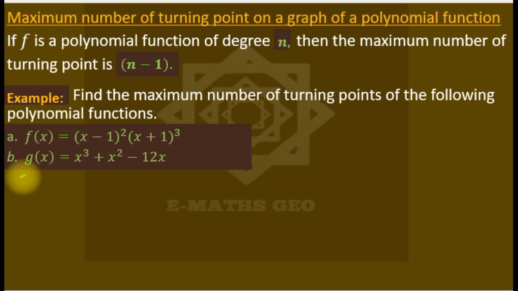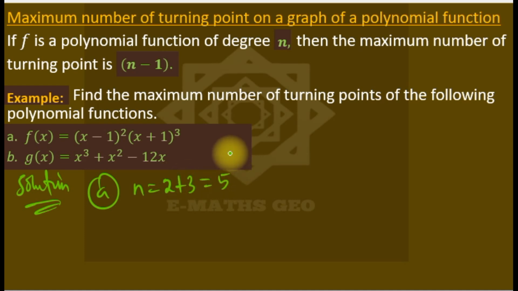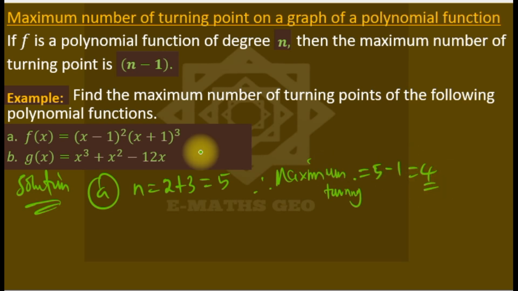They said we should find the maximum number of turning points of the following. So for the first one, the degree n is 2 plus 3. Yes, you add the powers. That gives us the degree. So the degree of this is 5. Therefore, the maximum number of turning points is now 5 minus 1, which is 4. So if you graph this, it will turn at most 4 times.